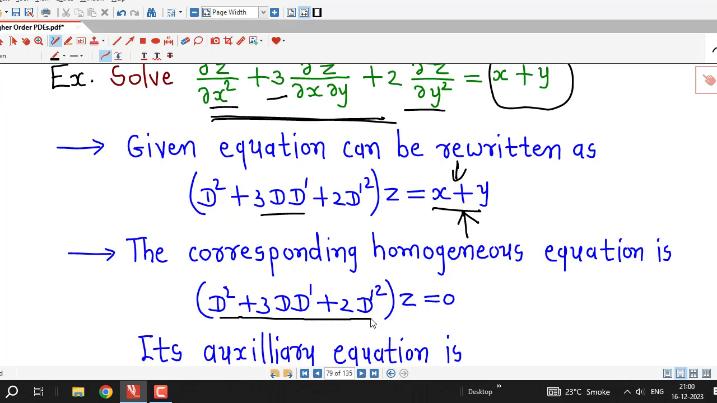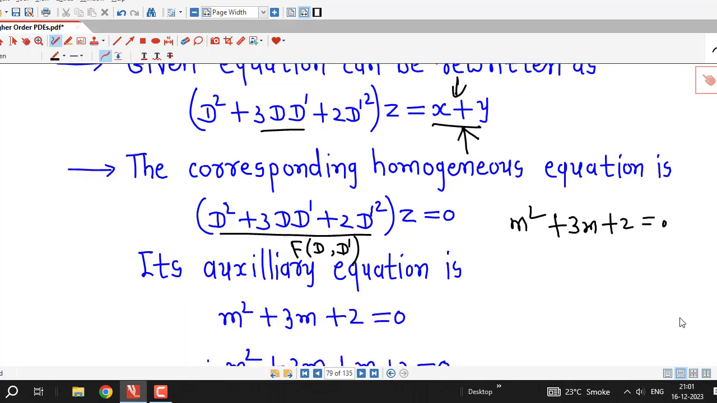Here also we can see that in this function of d and d dash, each term is of second degree, therefore this is homogeneous. And the auxiliary equation is written by replacing d by m and d dash by 1. So m square plus 3m plus 2 equal to 0. That I have written here.